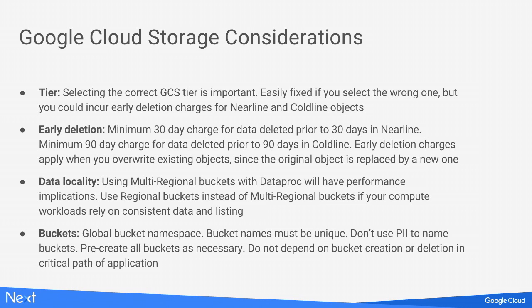Data locality can depend on two factors. One is where are your consumers, where's the consumer of the data. If the data is going to be consumed by compute that is regional, like US Central, US East, in which case you want to make sure that your buckets are nearby. So you want to choose regional buckets versus multi-regional buckets. And one thing that a lot of people get caught by is bucket names are based on a global namespace. So your bucket name has to be pretty unique. Don't use personally identifiable information to name a bucket. And then you should pre-create buckets if necessary, as opposed to including the bucket creation in your workflow.